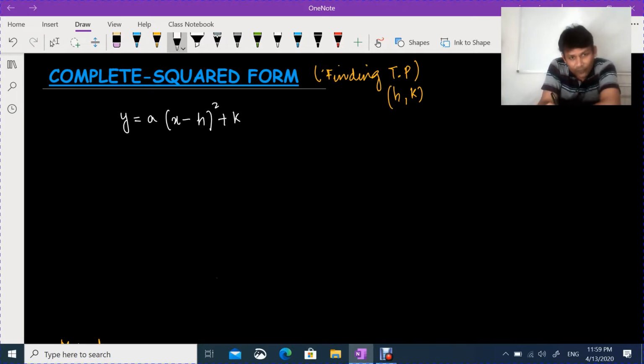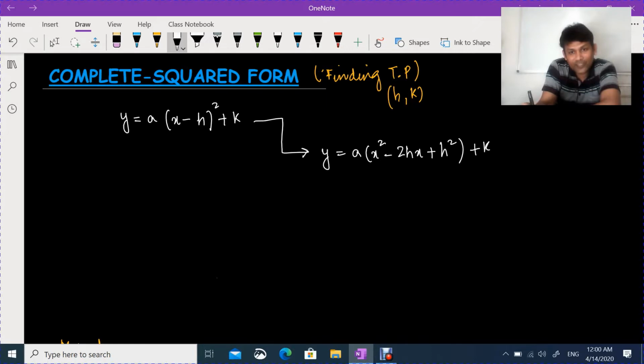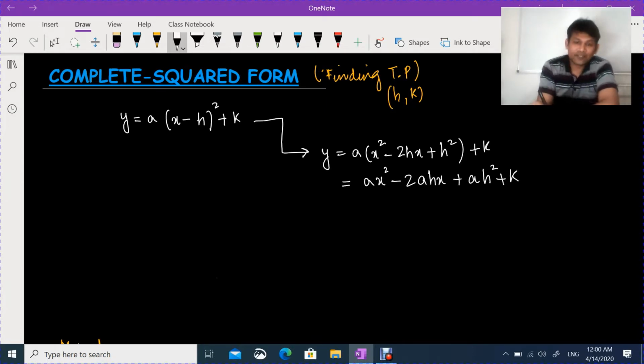When I want to expand this, I should know the expanded form of this: y equals a times (x squared minus 2hx plus h squared). I'm using the perfect square formula. Expanding this, I get ax squared minus 2ahx plus ah squared plus k. I want to use this afterwards.